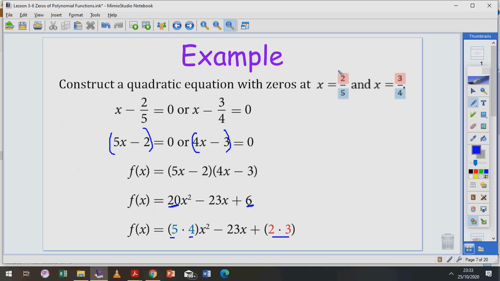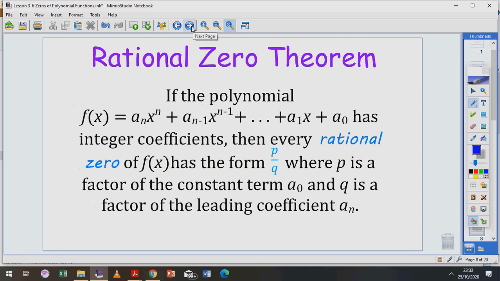And I hope you can see that 2 and 3 were the numerators of the zeros. And 5 and 4, which give me the leading term, were the denominators of the zeros. 2 and 3 were the numerators, they give me the last term. So this tells me something. This brings me to an interesting mathematics conclusion, which is called the rational zero theorem.